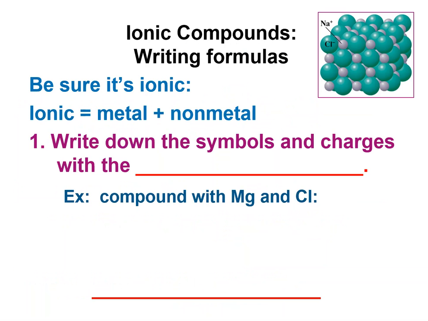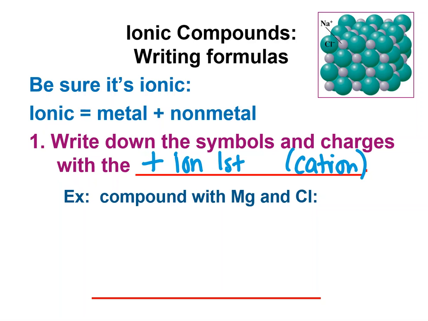We're going to start by writing ionic formulas, and the first thing you always do when you start to write a chemical formula is make sure you know if it's ionic or covalent. So the first thing we do is make sure it has a metal and a non-metal. If so, then I'm going to write the symbols down for whatever elements, with the positive ion first. And remember, the cation is the positive. How do I know their charges?